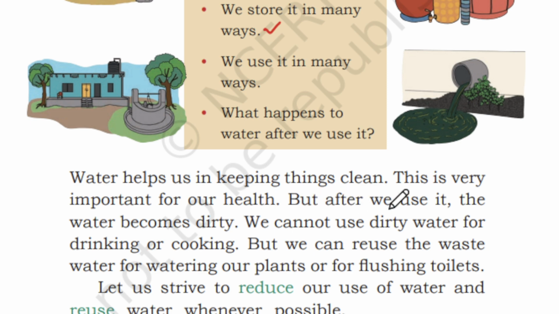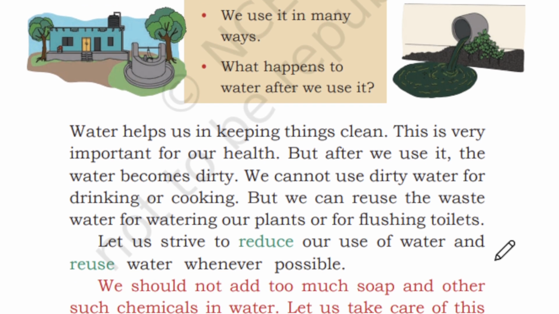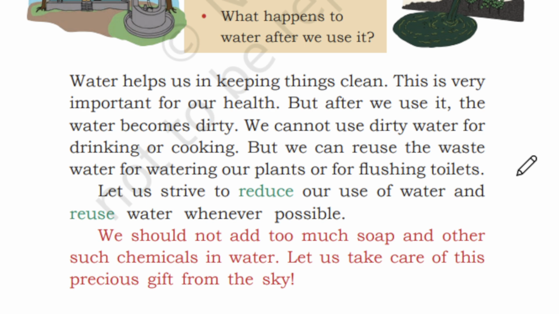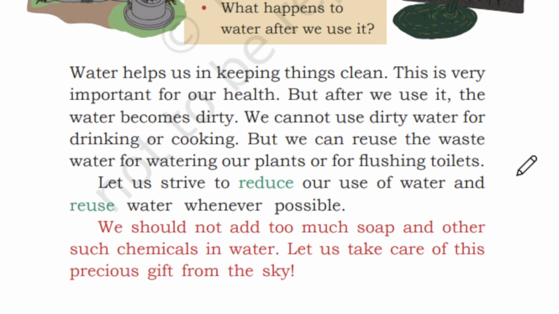We cannot use dirty water for drinking or cooking, but we can reuse the waste water for watering our plants or for flushing toilets. Okay, yes, we can water our plants. We should not waste water, but we can use it for gardening or for flushing the toilets. Let us strive to reduce our use of water and reuse water whenever possible.